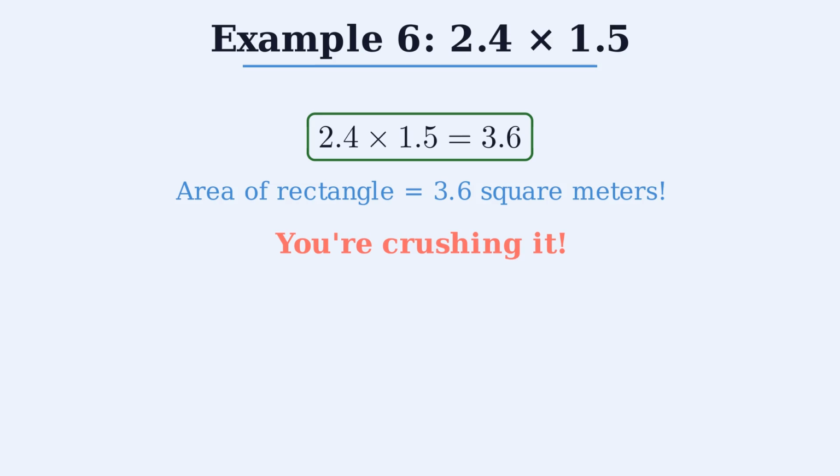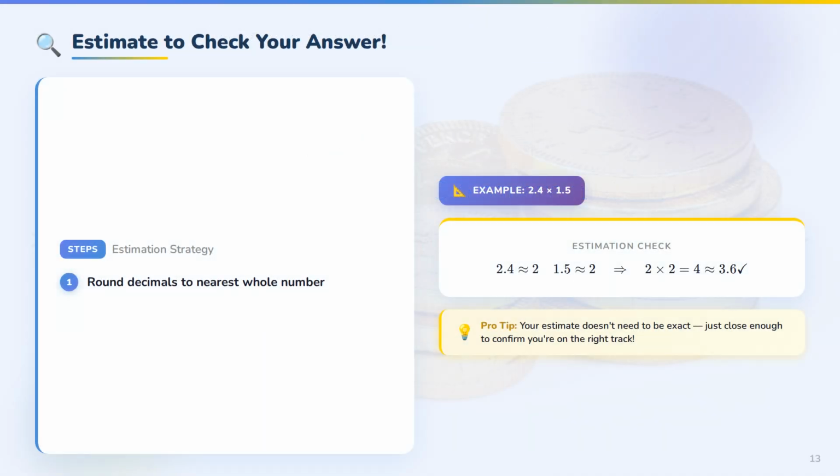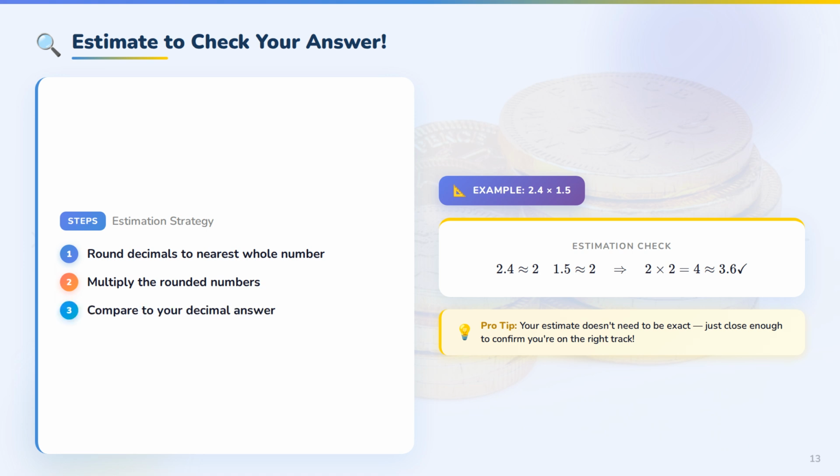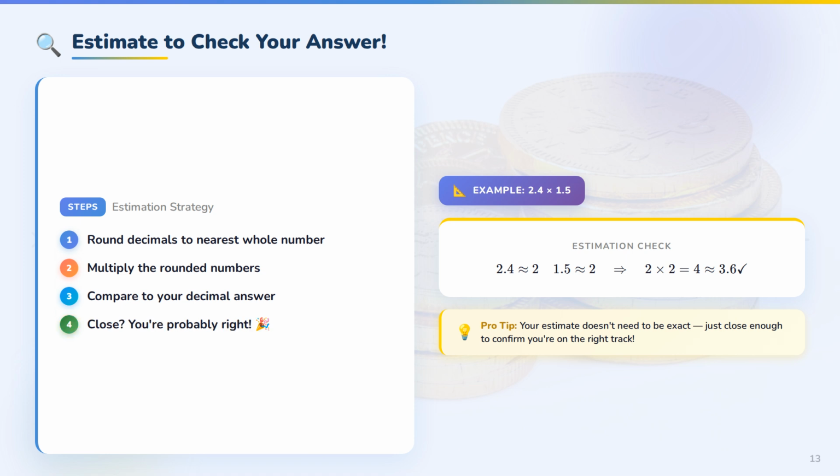You're crushing it. Here's a pro tip that every math rockstar uses. Always estimate your answer first, to make sure you're in the right ballpark. Here's how. Round each decimal to the nearest whole number, multiply those, and see if your real answer is close. For example, 2.4 times 1.5, round to 2 times 2, which is 4. Our answer was 3.6, which is close to 4. So we know we're on the right track. If your estimated answer is 4, but your decimal answer is 36 or 0.36, something's off with your decimal placement.